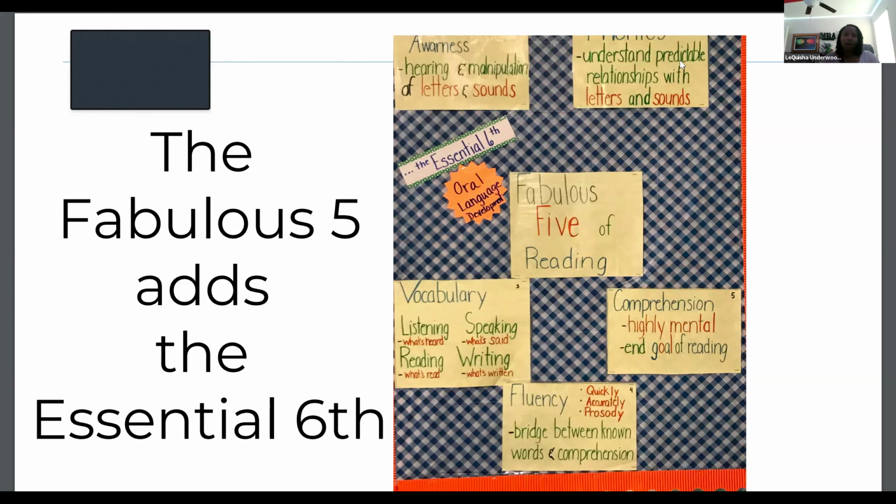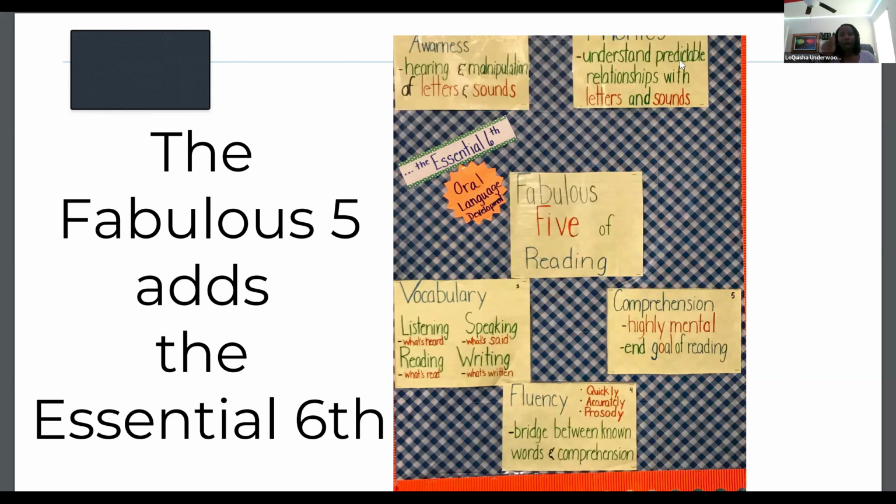Now let's get to the other aspects of the original Fabulous Five that became the Essential Six. Vocabulary, as I said, is listening, speaking, reading, and writing. Those are all types of vocabulary, which happen to be language comprehension. Fluency is, I hear a lot of talk about sight words, okay? Once you really know a word, it's a sight word, and so that's the bridge. Fluency is the bridge of, these are the ones I know, and this is how I comprehend them. It's highly mental. The goal of reading is to be able to use reading comprehension.